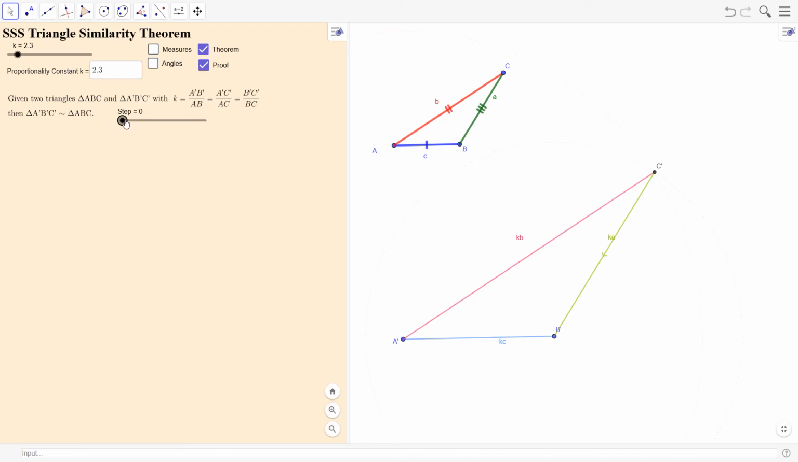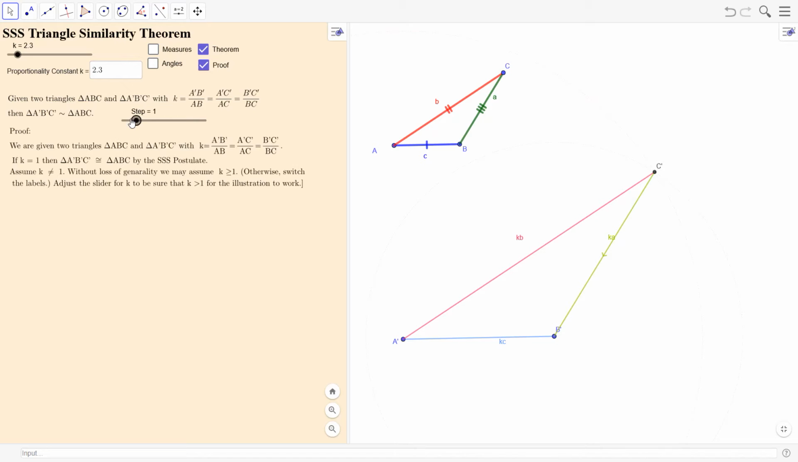So hopefully you're back and you tried this yourself. Here's basically how we're going to do this. We start by stating our given. We're given two triangles, triangle ABC and triangle A prime B prime C prime, with this setup here, sides proportional. Now, first of all, what happens if K equals 1? In fact, I can make it K equals 1 right here.